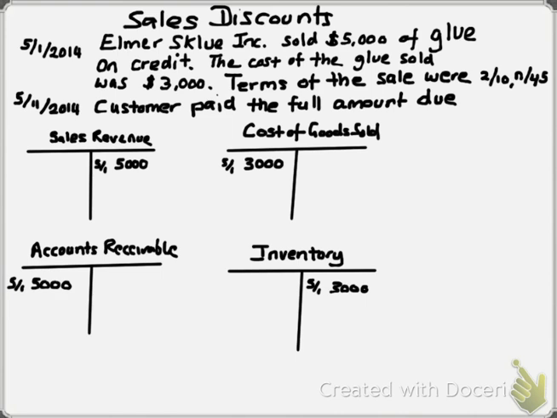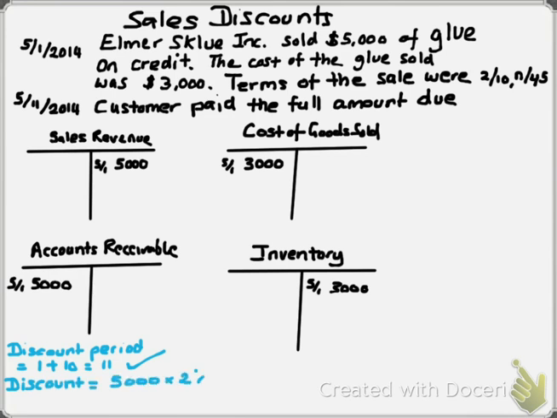Next transaction's on May 11th. The customer paid the full amount due. The first thing we need to know is, is this customer paying us within our discount period? Let's take a look. We know that our discount period is we offer 2% if they pay within 10 days. Our merchandise was originally sold on the 1st of May, so 1 plus 10 is 11. So if our customer pays on or before the 11th, we do give them a 2% discount. When did they pay us? They paid us on the 11th of May, so they do get the discount. They are within the discount period.